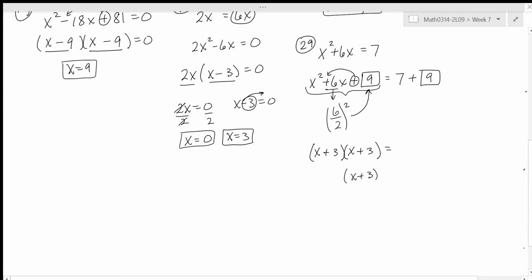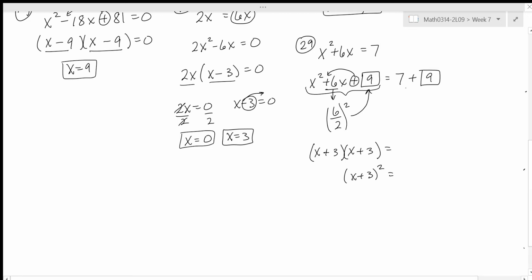Anything times itself is that thing squared. And that's what I meant when I said it factors nicely. It factors as a perfect square trinomial. It's always going to factor down to where those factors are the same, okay? That's what's special about completing the square.